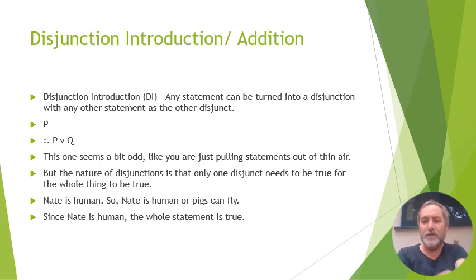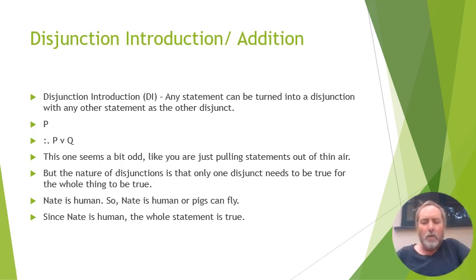It's also known as addition, ADD. Either one would be fine for me. This says if you've got anything on one line, you can add a disjunction sign and add whatever the heck you want on the other side of that disjunction. Seems a little odd, right? It seems like you're just pulling statements out of thin air. I can start with P and just go to P or Q, right? Where did Q come from?